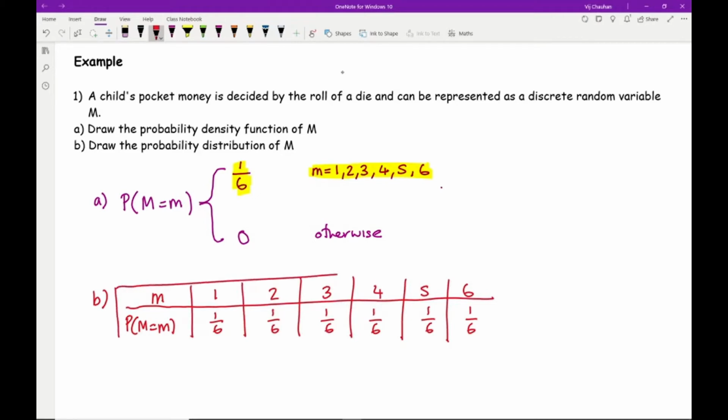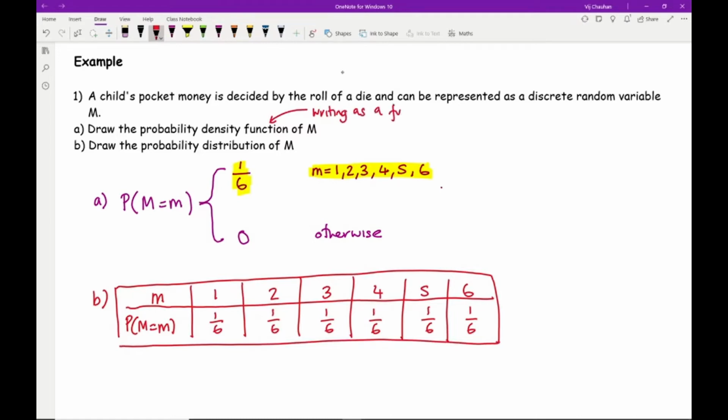So a function is where you're writing it as a function, making sure that you've included all possible values, and a probability distribution is where you're linking it into a table. So here what we're doing is writing as a function, and a distribution is where you're drawing a table.